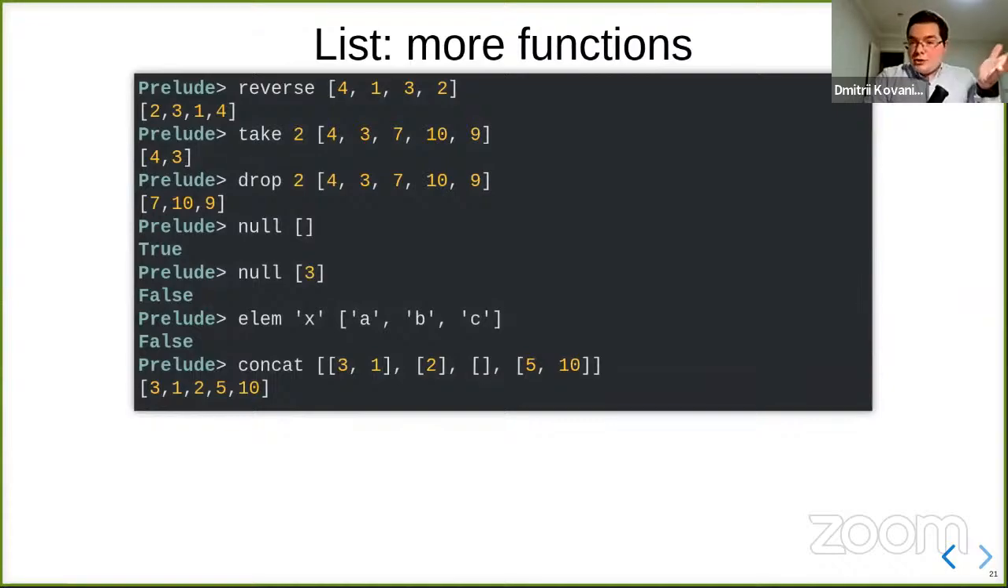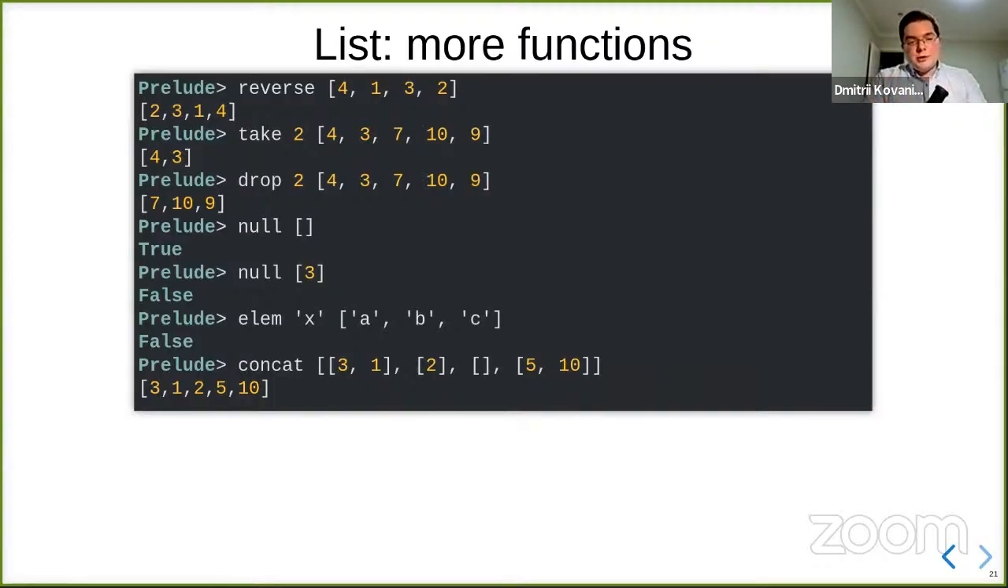Okay, so there are more functions to work with lists. For example, the function reverse that takes a list and returns a new list with reversed elements. Very helpful. There is the function take. It takes a number and a list and returns the first elements of the list with the size of the number. So take 2 returns the list with 2 elements. The drop function returns the list without the first 2 elements. So drop 2 returns the rest.